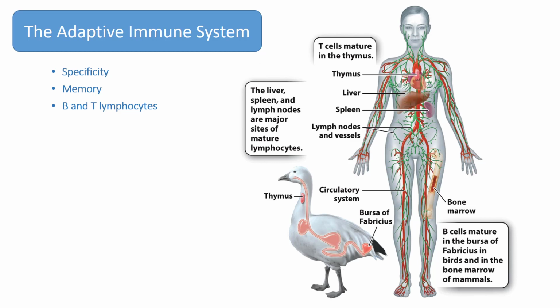One of the hallmarks of adaptive immunity is the ability to target specific pathogens. The specificity of the adaptive immune system is in part the result of antibodies produced by B cells. An antibody is a large protein that carries sugar molecules attached to some amino acids.